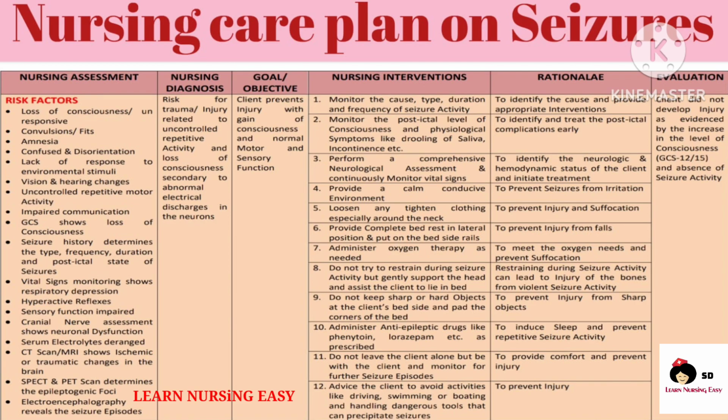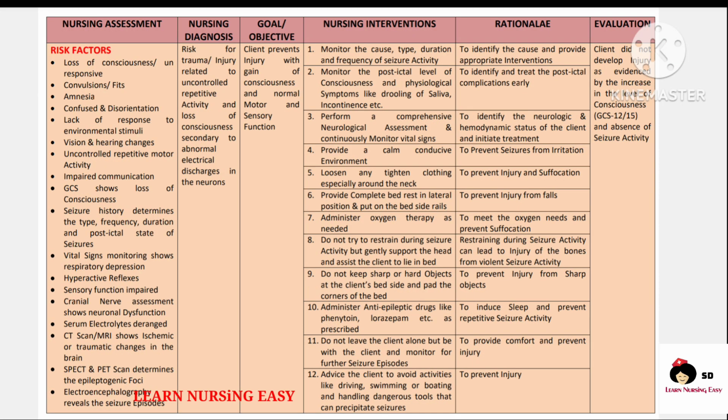Today let us see a nursing care plan on seizures. Seizures is an uncontrolled abnormal electrical activity of the neurons where the patient will show fits and convulsions. So when there is convulsion, patients can fall and it can cause trauma or injuries. I made a diagnosis: risk for trauma or injury related to uncontrolled repetitive activity and loss of consciousness, secondary to abnormal electrical discharges in the neurons. Our goal is to prevent injury.